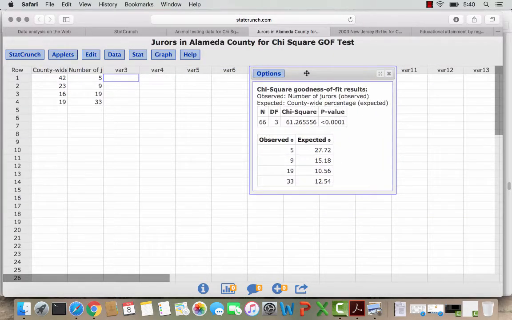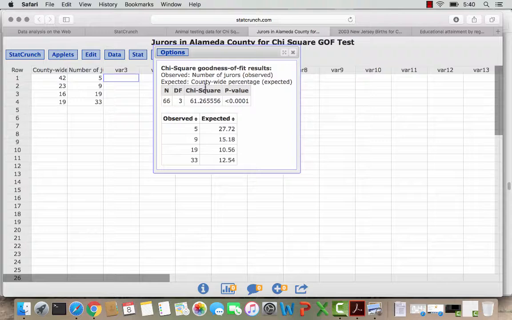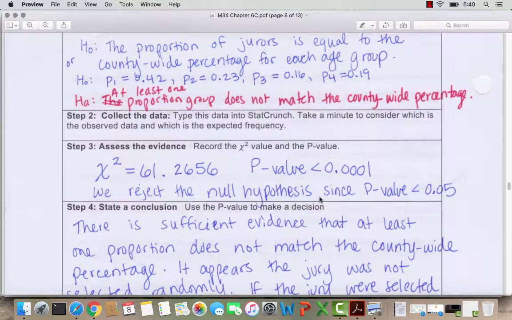So if we look here, our chi-square value is 61.26, and we had 4 rows in our table. Our degrees of freedom are 3, and so this is considered to be a small p-value. So we reject the null hypothesis because our p-value is very small. It's less than the 0.05.